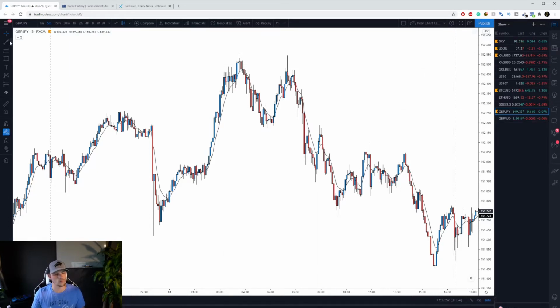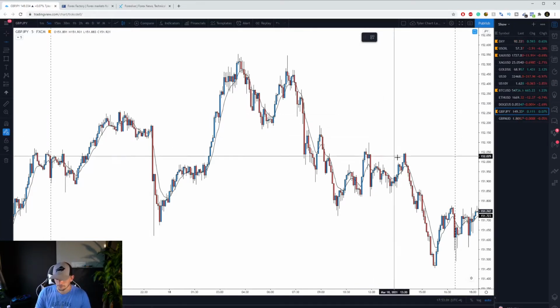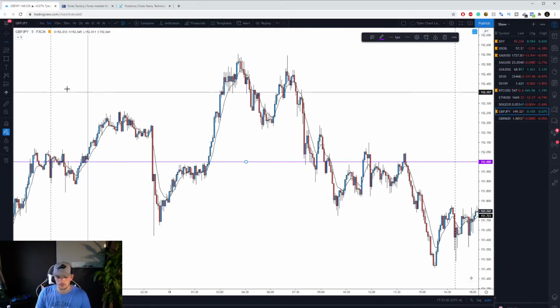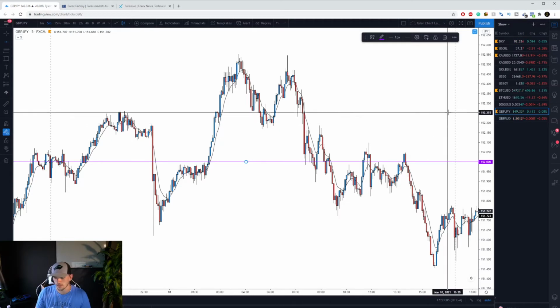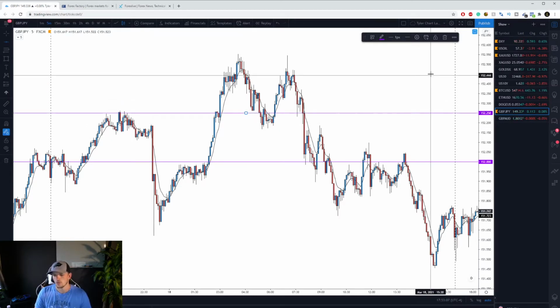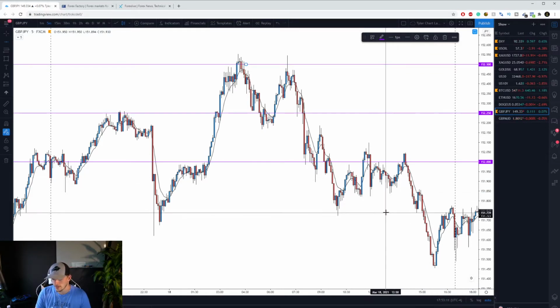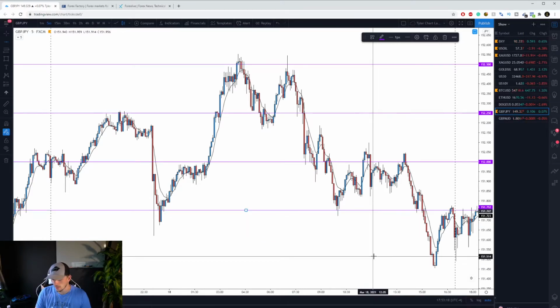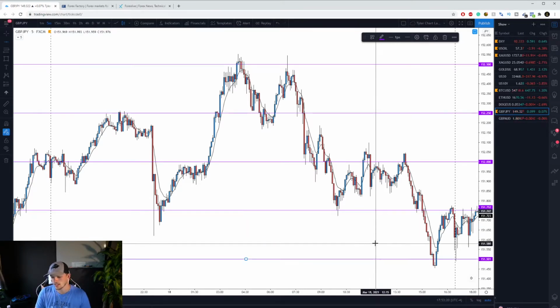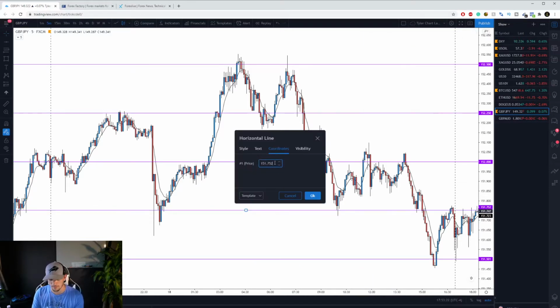So basically what you want to start off doing is dropping your horizontal lines, and I'll start at 152. Then I'll drop one at 152.250, 152.500, 151.750, okay, 750, drop it right there, 151.500. So basically it's every 25 pips. Every 250 points, 25 pips.